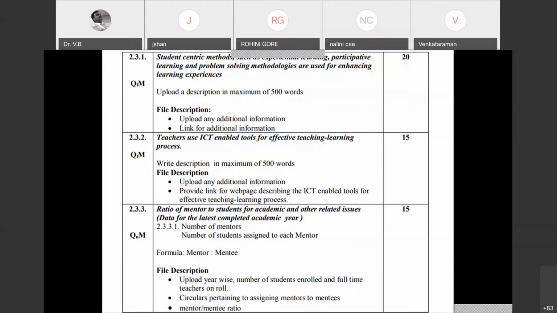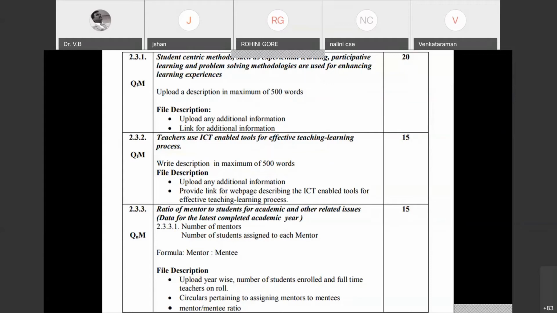Next one is teachers using ICT enabled tools. ICT stands for Information and Communication Technology. So whether you are using PowerPoint slides, or you are using anything online. During this pandemic period, almost all of us are using webinars.